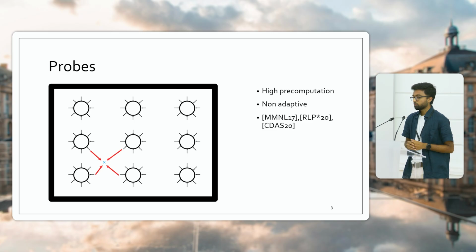Traditionally, what has been used is something like probes, where you place probes uniformly in the scene, and then you pre-compute the radiance information in these, and at runtime you interpolate them. The issue with these is that they are usually non-adaptive, and they require a lot of pre-computation.